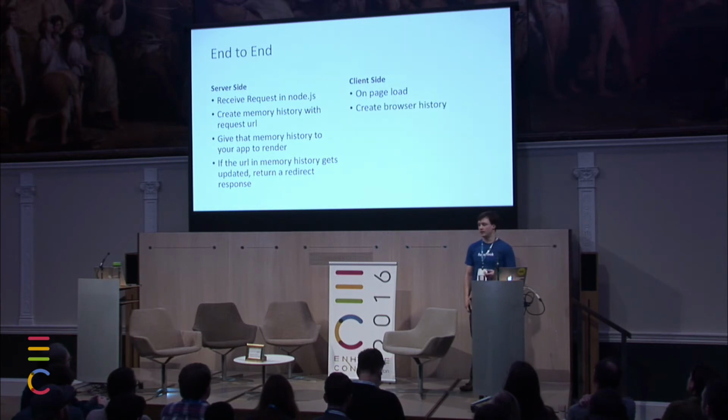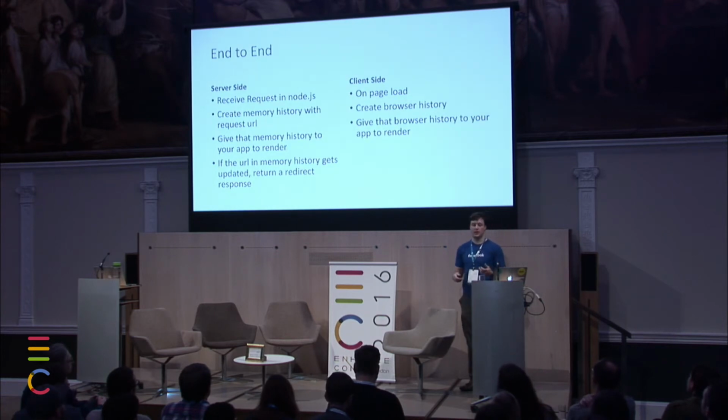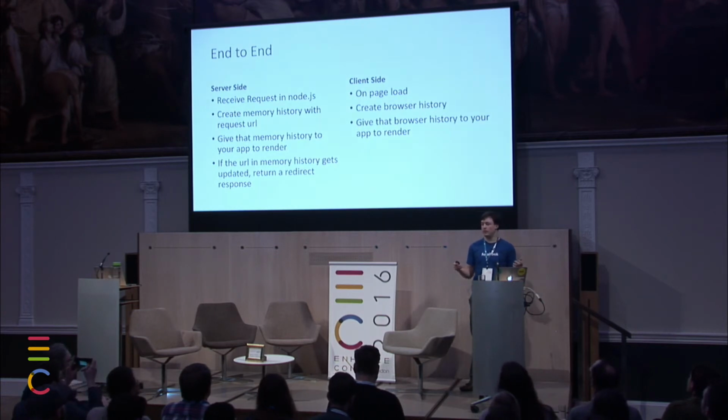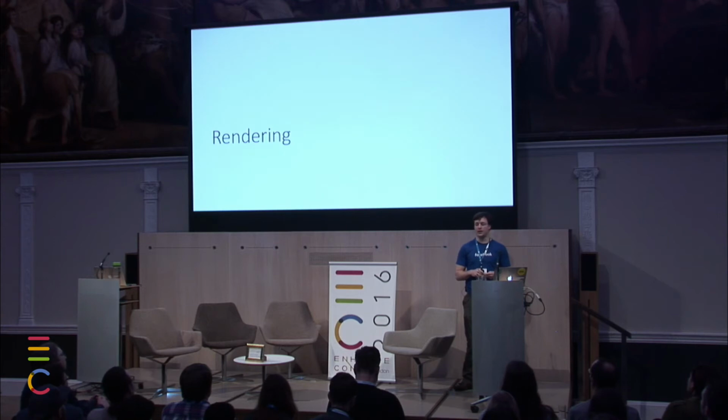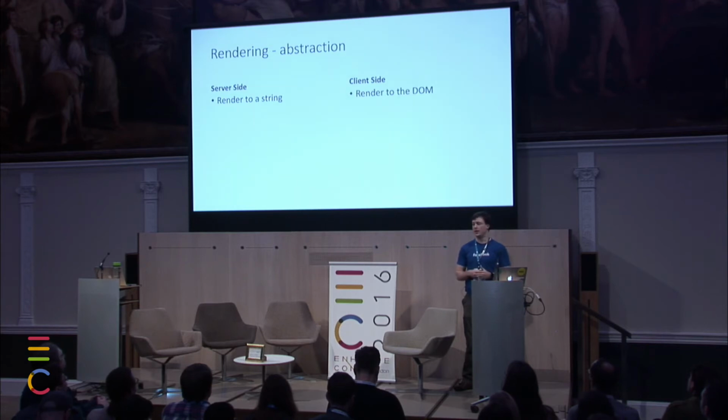On the client side, we're going to run our code on page load. We'll create the browser history object instead of the memory history. We'll give that browser history to our app to render it, and then we're done. The app will just handle it from there on in. The next thing we need to abstract away is the rendering. So this time on the server, we're rendering to a string, and on the client, we're rendering into the DOM. That's really all there is to the rendering abstraction.